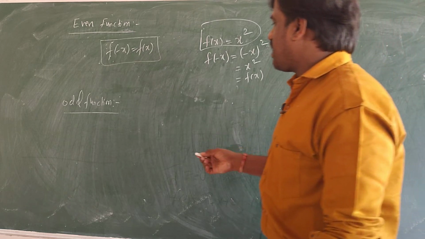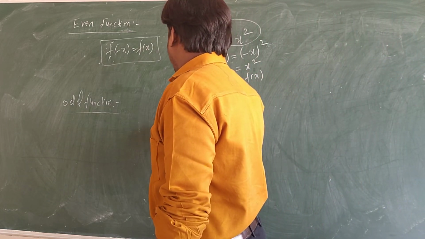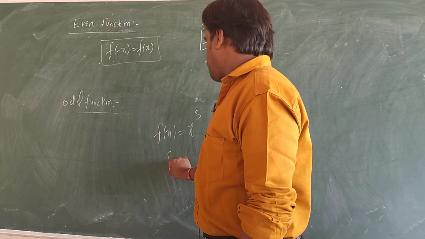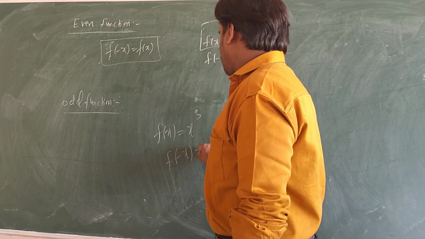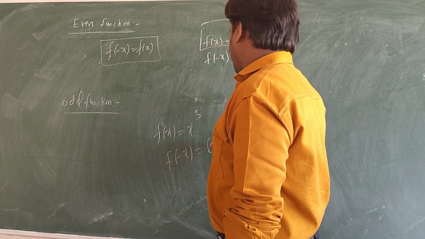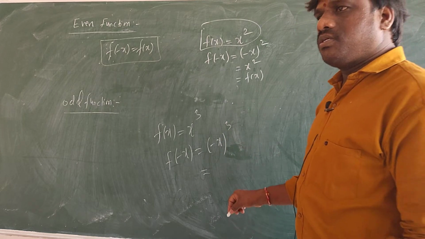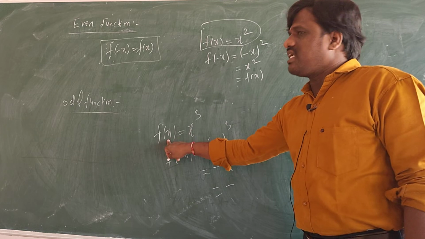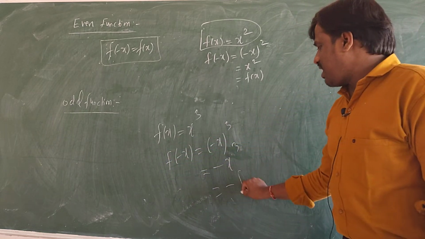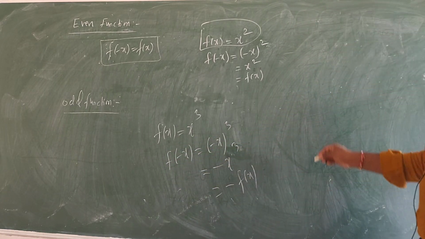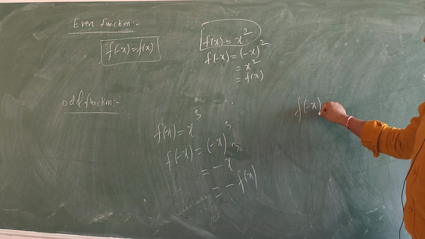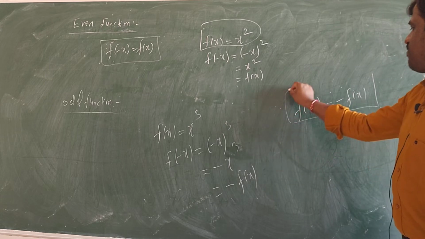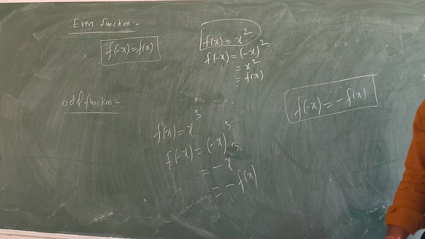Next let us take another function, f of x is equal to x cube. If I put minus x here, I get minus x whole cube. It means the minus will come out. Minus x cube. Minus of this x cube can be written as minus f of x. So what you have understood here: whenever I replace and get f of minus x equal to minus of f of x, then the function is called an odd function.